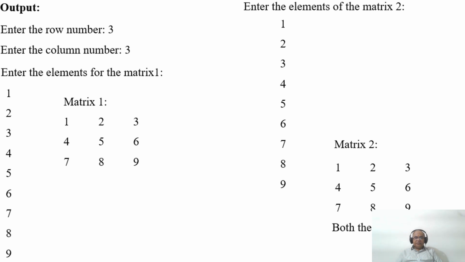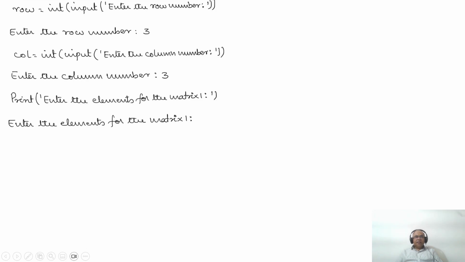Once both are equal, since matrix 1 of 0, 0 is equal to matrix 2 of 0, 0. Matrix 1 of 0, 1 is matrix 2 of 0, 1. Matrix 1 of 0, 2 is equal to matrix 2 of 0, 2. So it is equal. Every element is equal in both matrix 1 and matrix 2. Therefore, the matrices are equal.